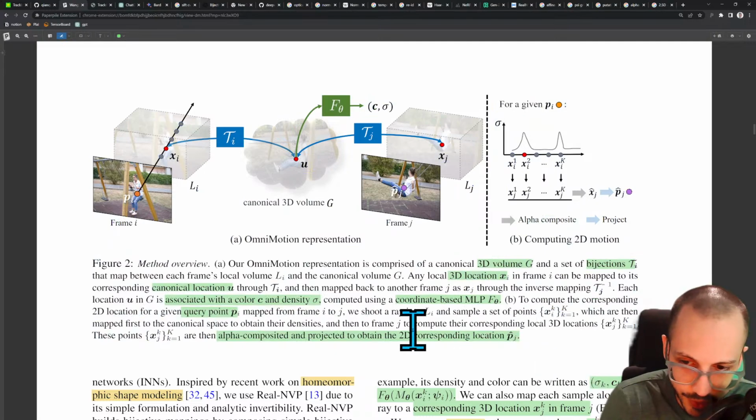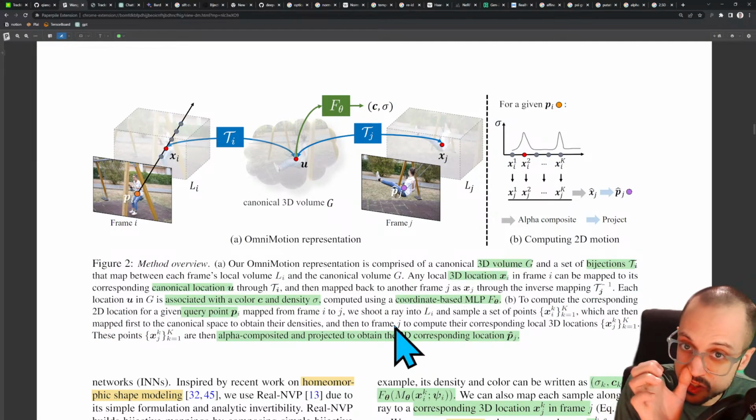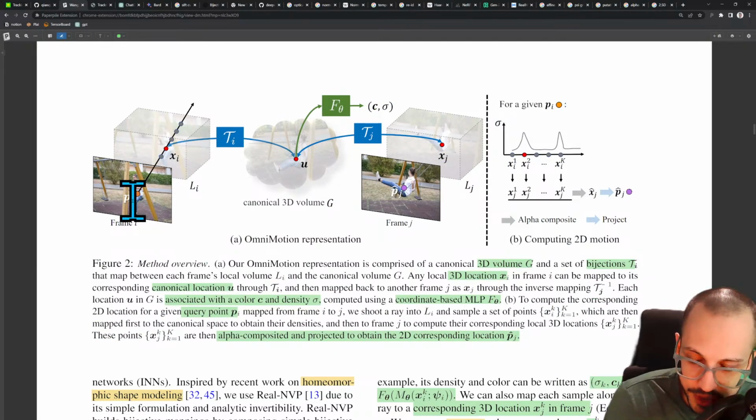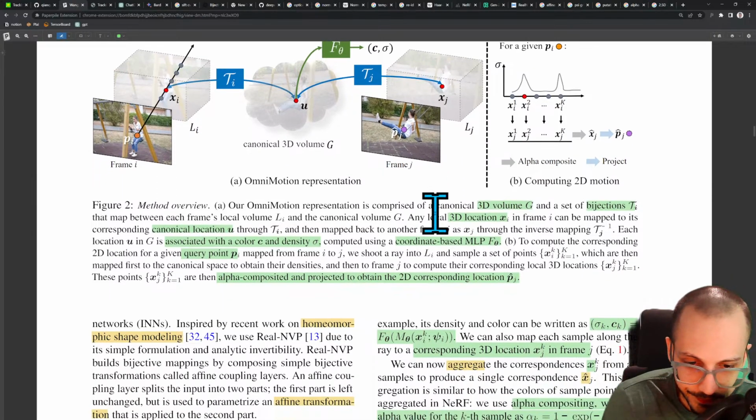So really, ultimately what you're trying to do here is say, what is this point pi? What is the corresponding point pj, right? That's all you're trying to do. You're trying to say, where is this point at this frame in a later frame?